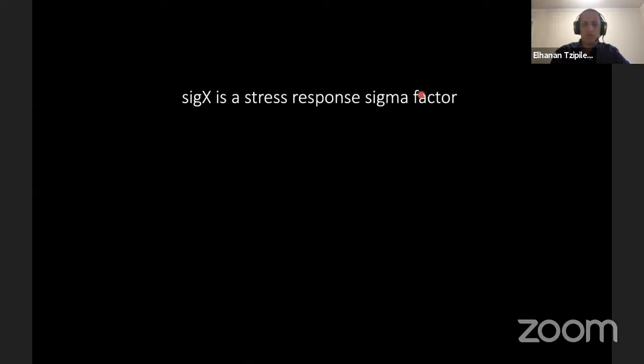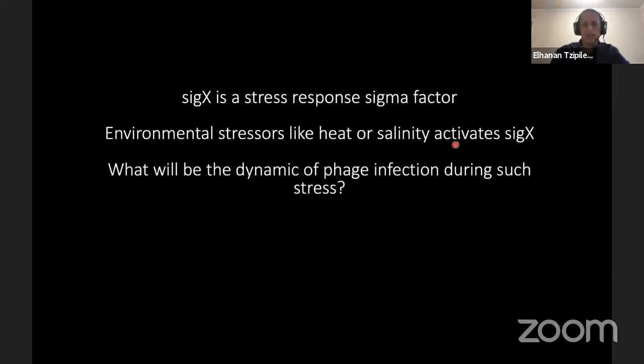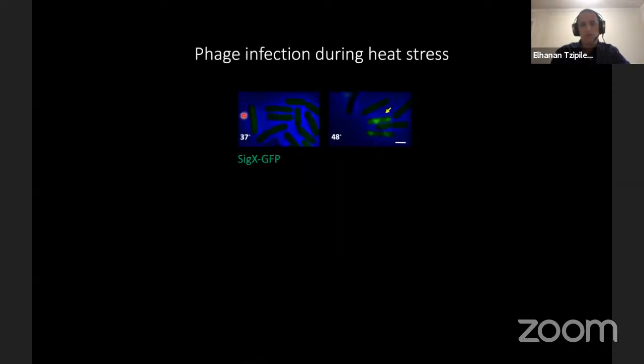I just briefly mentioned at the beginning that SigX is a stress response sigma factor. And it is known that SigX is activated by environmental stressors, like, for example, heat stress or salinity stress. So this raises an interesting question of what will be the dynamics of phage infection during such stresses. And to begin to address this question, we monitored plaque formation during heat stress. You can see here that SigX is activated when we transfer the cells from 37 degrees to 48 degrees.